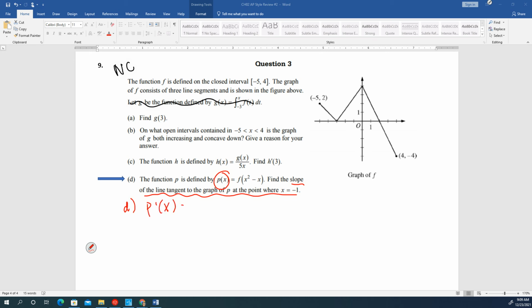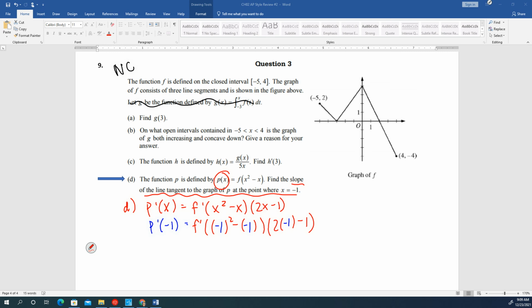p prime of x. Okay, this is a composite function, so think of this as chain rule. I gotta do the derivative of the outside times the derivative of the inside, which would be 2x minus 1. Don't worry too much about this notation. Go ahead and plug in. We want to find it at -1, so you got to find f prime of (-1 squared minus -1) times (2 times -1 minus 1).